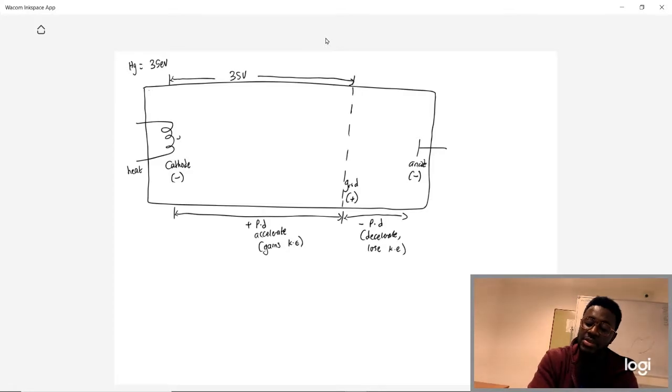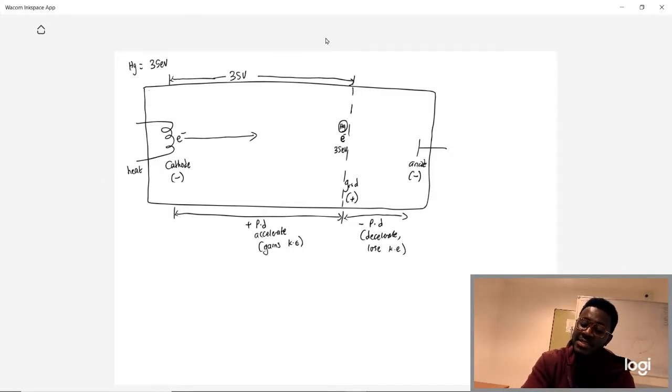So the electron is coming from the cathode, right? And it's going towards the grid. When the electron gets to the grid, because the potential difference is 35, it's going to have exactly 35 electron volts at the grid. Exactly that, right? And there's going to be a mercury atom waiting because it just knows.